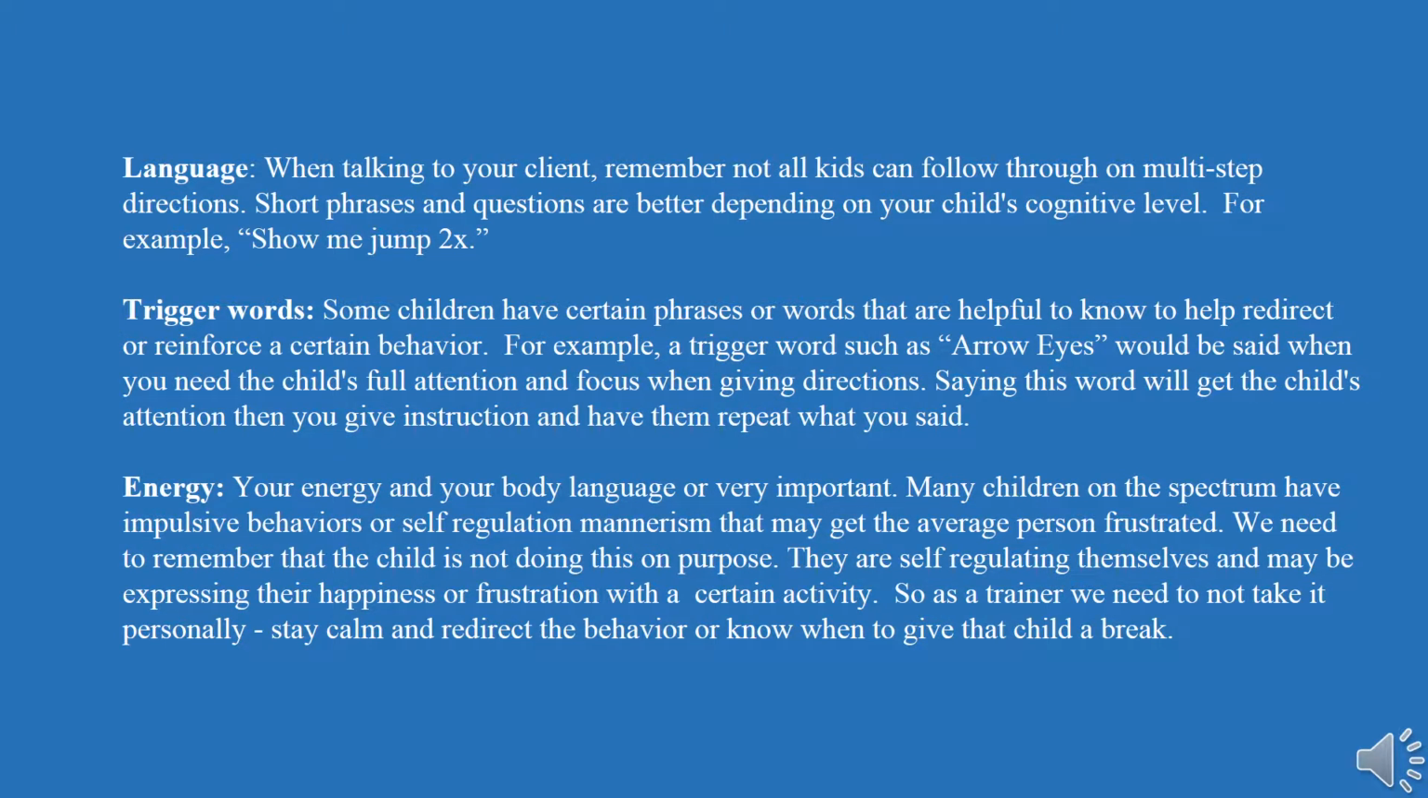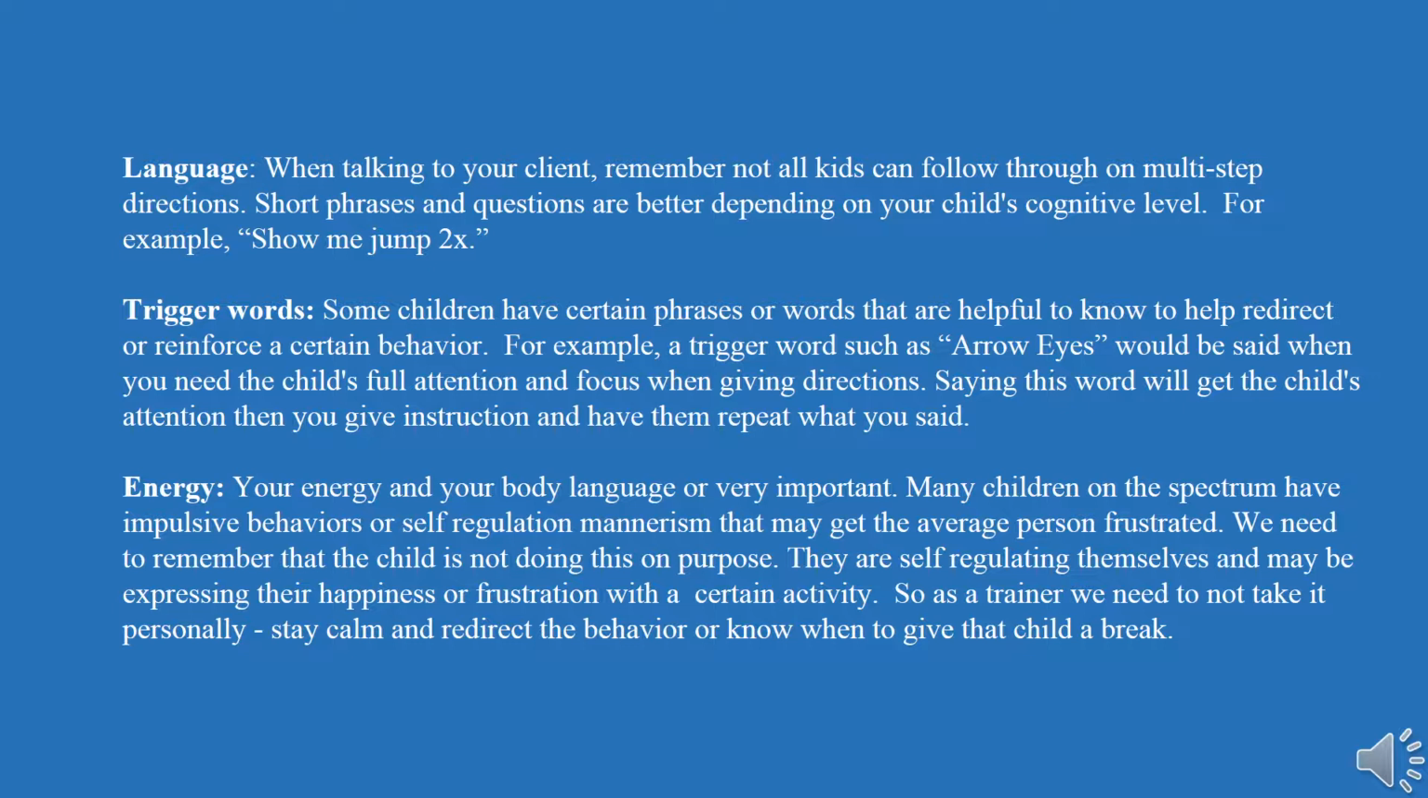Language is very important when talking to your client. Remember, not all kids can follow through on multi-step directions. Short phrases and questions are better depending on your child's cognitive level. For example, if you want to get a child to jump 2 times, you might say, "Show me jump 2 times." Or you might say, "Show me jump in succession." You will learn as time goes on what works for each child.